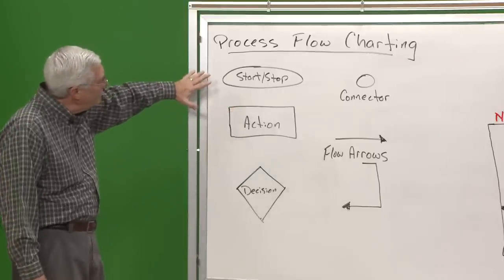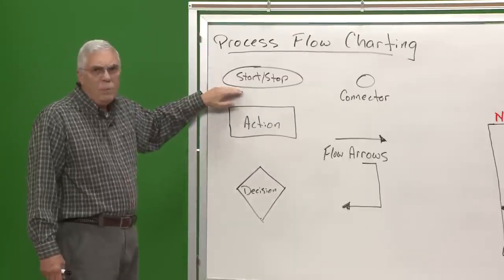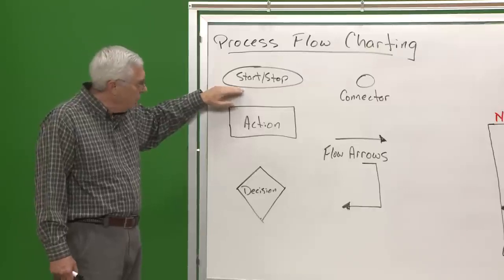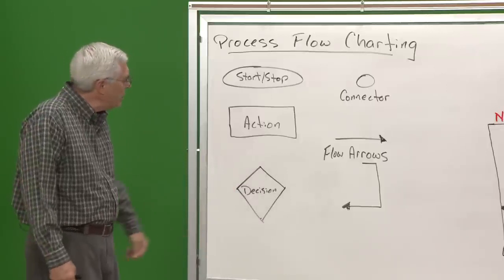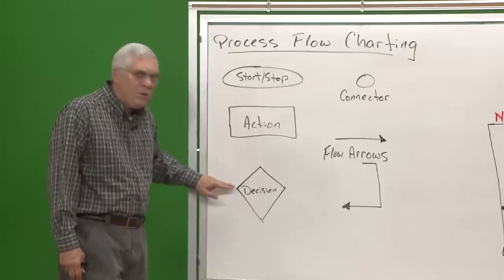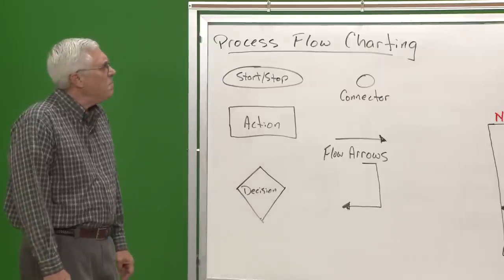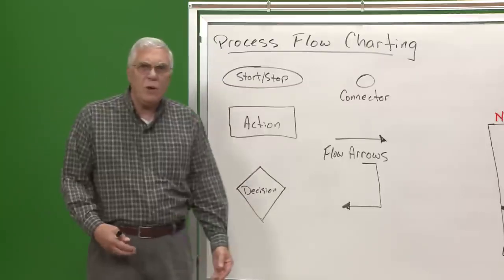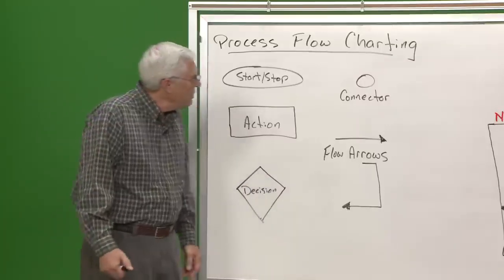I'm only going to use 5 symbols here. The oval will typically represent the start-stop symbol. Rectangle will indicate some action taking place. The diamond, which I obviously didn't draw very well, represents a decision, a conditional decision. If you think about it, it's kind of the if situation. If this is true, do this, otherwise do something else.